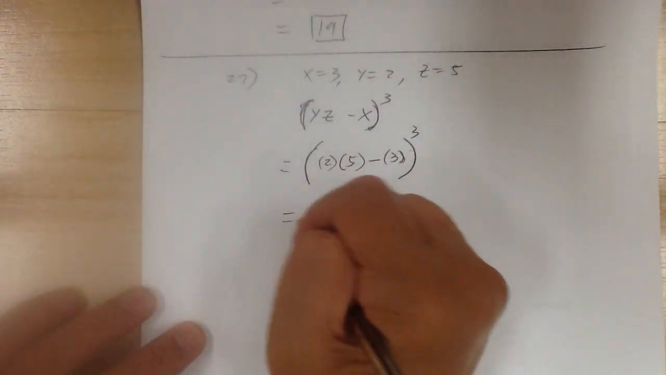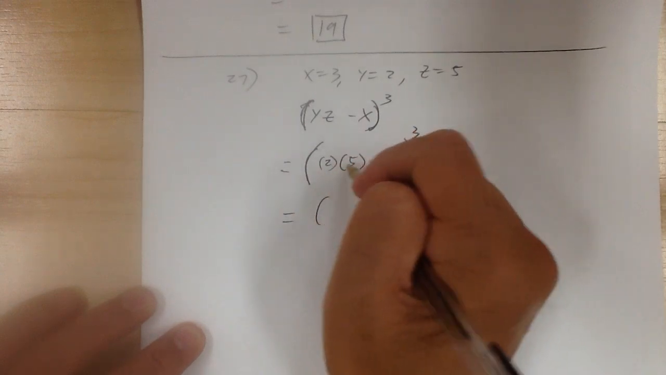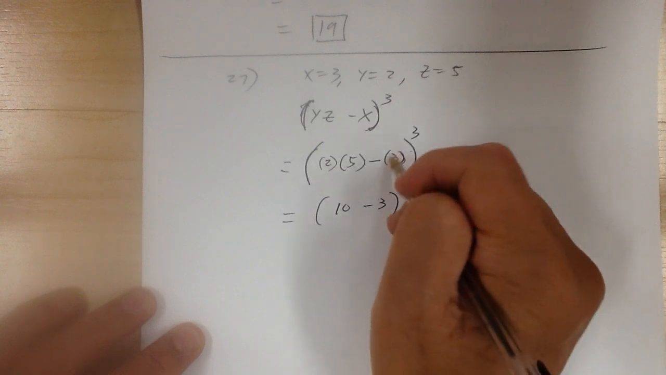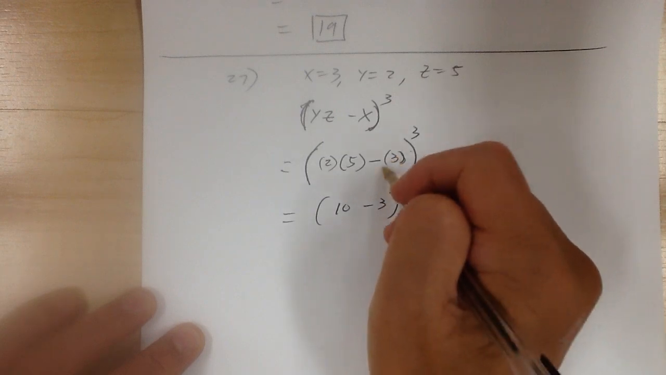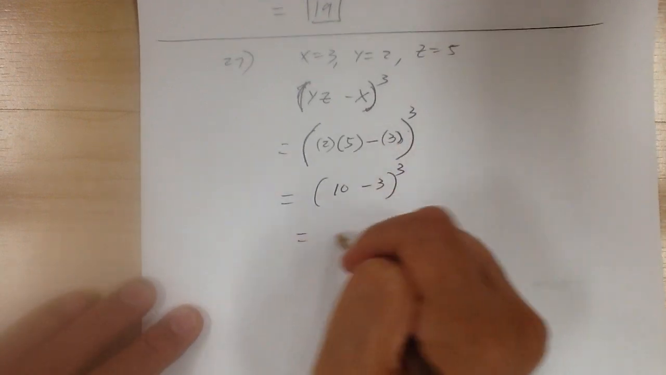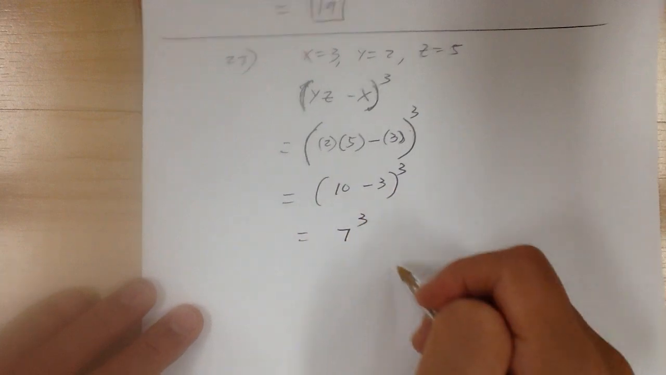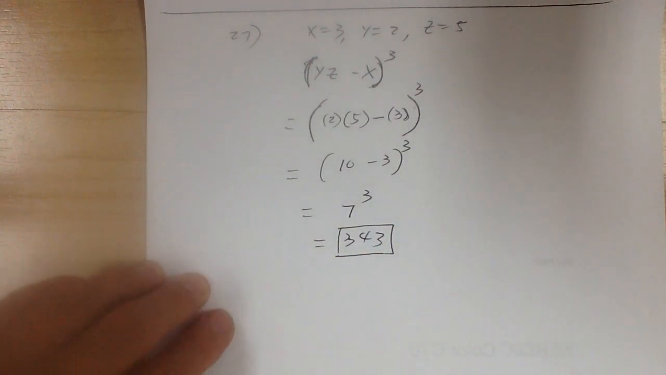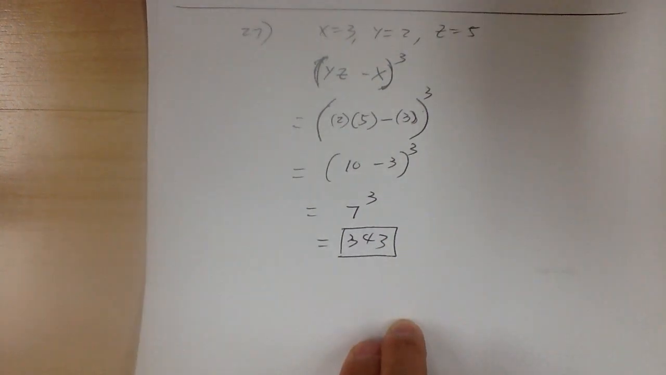Okay, so now you can work it out. So this is a multiplication, so you have to do multiplication first. So 2 times 5 is 10. Okay, so now you can drop the parentheses once you work on it. And so this becomes 7 to the 3 power. And you go and multiply, it gets 343. Okay, let's go to the next one.